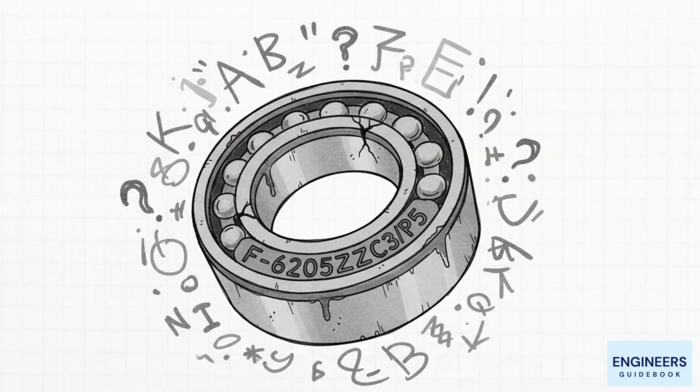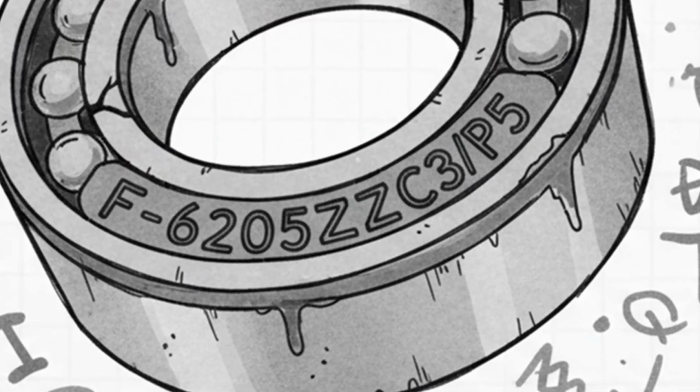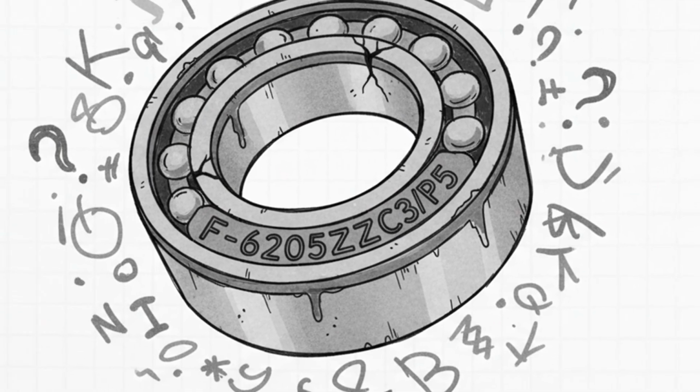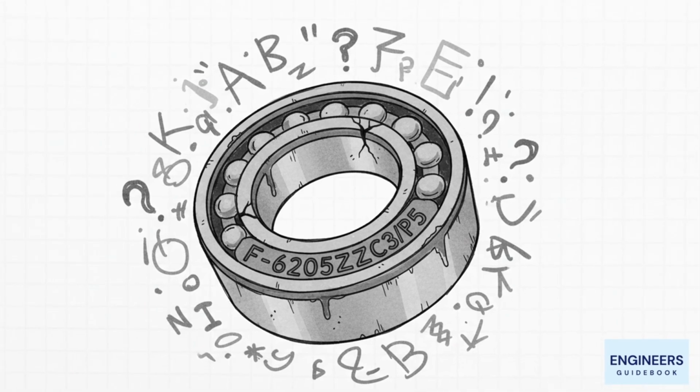So you pull a failed bearing out of a machine and you see this stamped on the side. F6205ZZC3/P5. Yeah, I know. At first glance, that is pretty intimidating. It's just this dense string of characters that seems to have no rhyme or reason whatsoever.